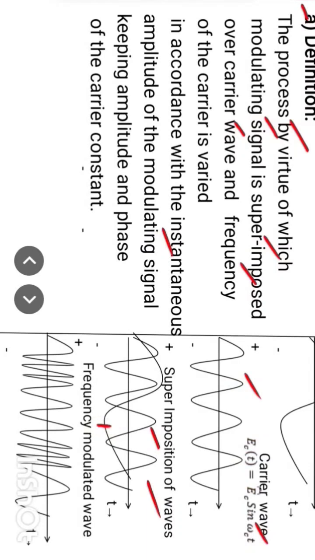According to the instantaneous amplitude of modulating wave, the frequency of the carrier is varied, and this is frequency modulation. So here is the frequency modulated wave. You can see here this is a high frequency region, this is a low frequency region, again a high frequency region, and so on. The frequency of the carrier is varied in accordance with the instantaneous amplitude of modulating wave, keeping amplitude and phase of the carrier constant.